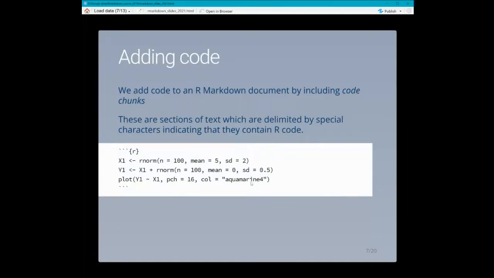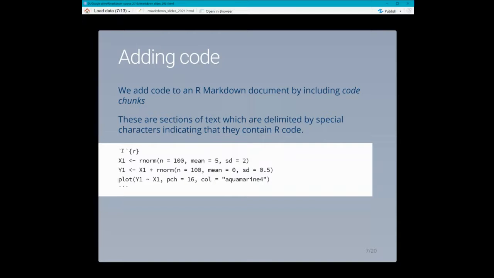So that's how Markdown works, and then we can add code by adding these code chunks. R Markdown has a special set of characters, and when the document's rendered, it looks through it for those characters, and those characters say to R Markdown, everything after this point is actual R code, and you should run that code until you get to another set of these characters that tell you to stop.